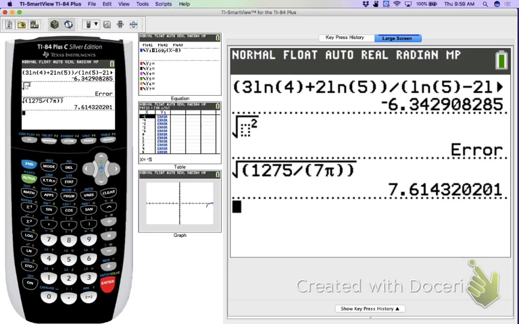So 7.614. Now, if you didn't get this exact number because you did things a little different or a little bit out of order, it was probably because you simplified in the middle. That's why I wouldn't simplify anything until the very end. This is as close as you're going to get to the exact answer as possible. But if you get something most likely a little bit bigger of a number, that's probably why.